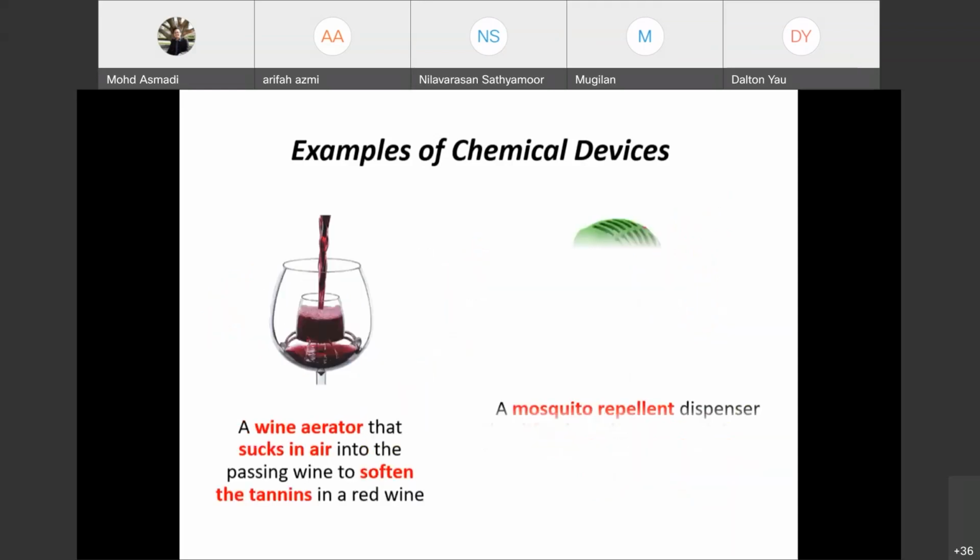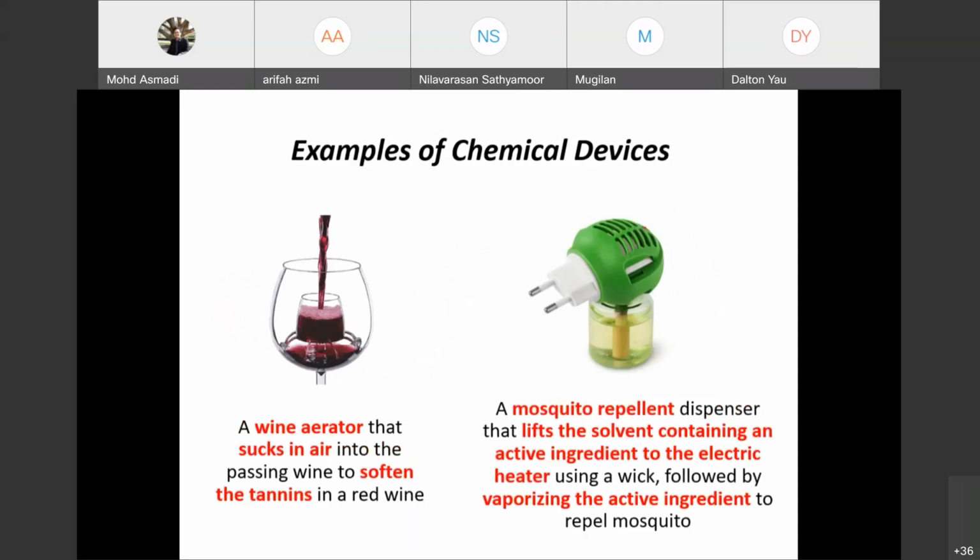Okay. So another example is a wine aerator that sucks air into the passing wine to soften the tannins in the red wine. Okay. Actually, it works by using the bi-direction and also stripping process.